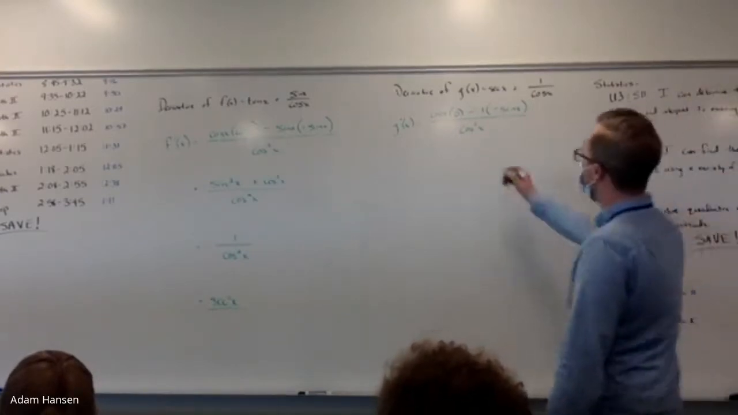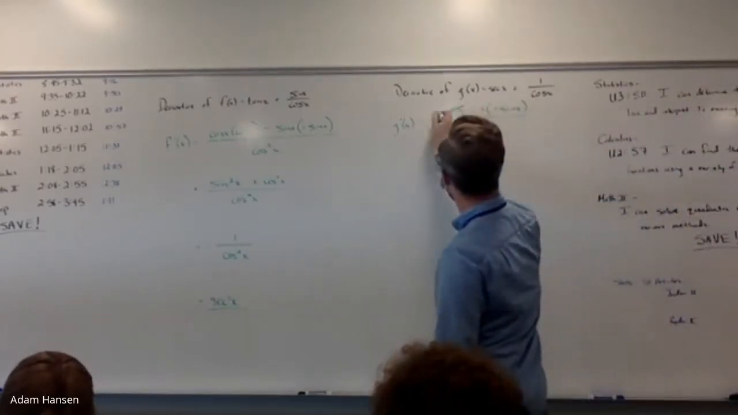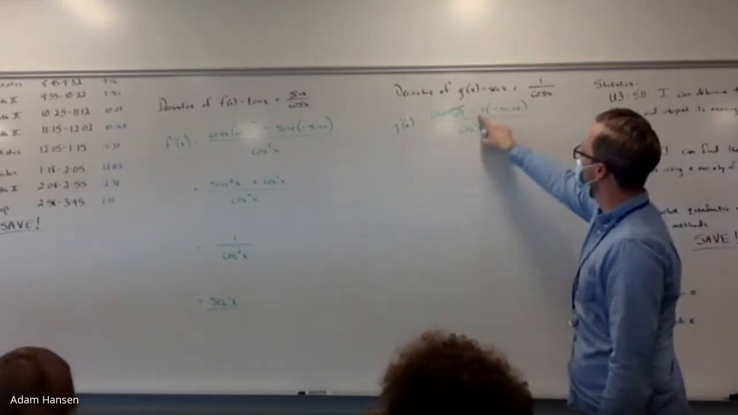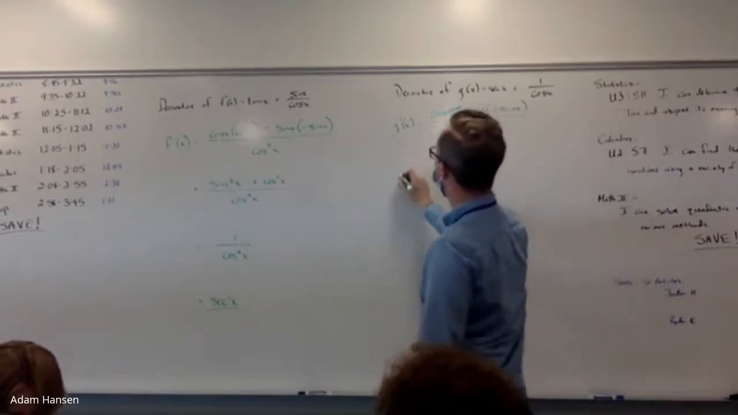Cosine times 0 is going to be nothing. Negative sine x times negative 1 should be positive sine x.